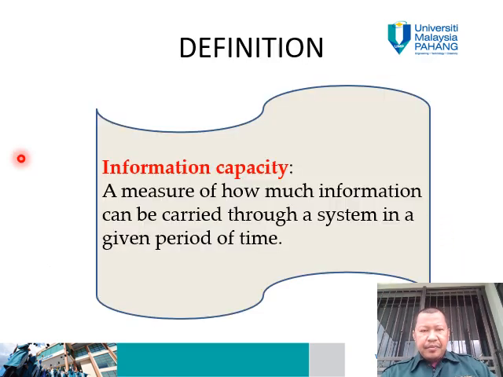Next, information capacity. What is information capacity? Information capacity is a measure of how much information can be carried through a system in a given period of time. So we have three parameters here: information capacity, a measure of how much information, and a period of time. So we have information capacity, how much information, and in a certain period of time.